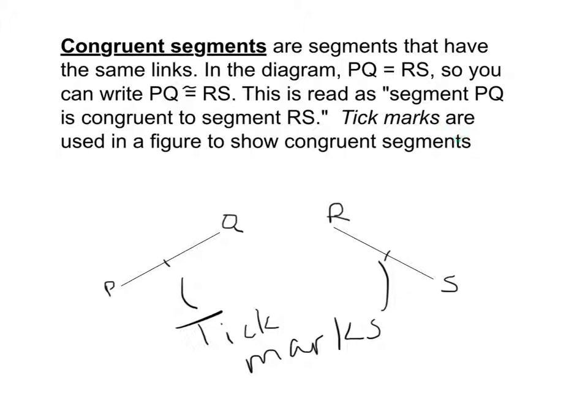Tick marks, which is your second buzzword, are used in a figure to show congruent segments. So this little line here and this little line here are tick marks. If I was looking at an extremely difficult looking problem, anytime I see a mark on this one and a mark on this one, I know that those are going to be congruent. Congruent segments tell me that I can set things equal to each other.